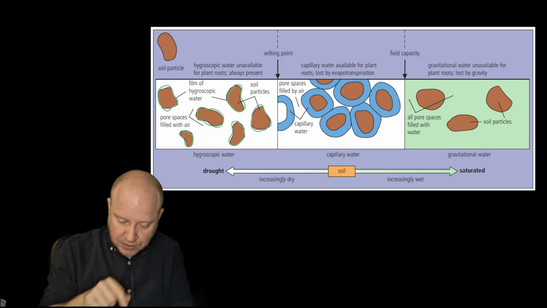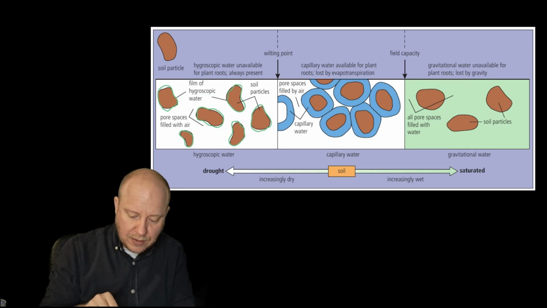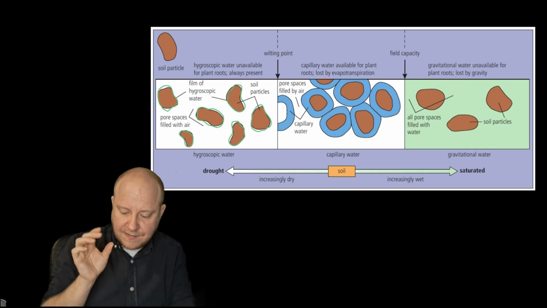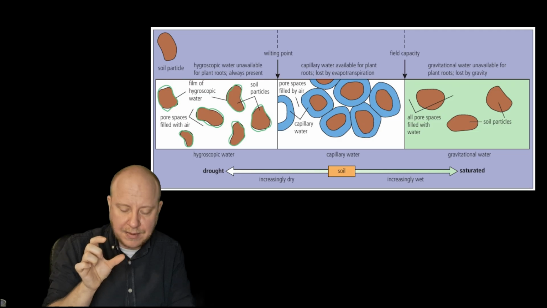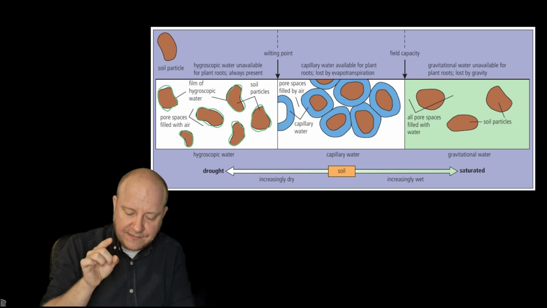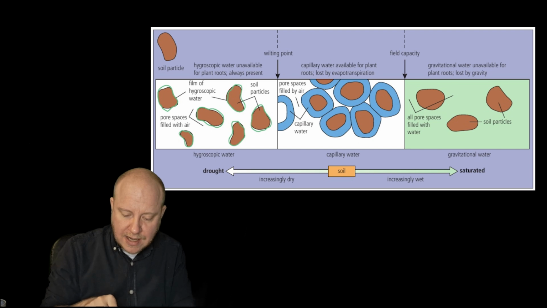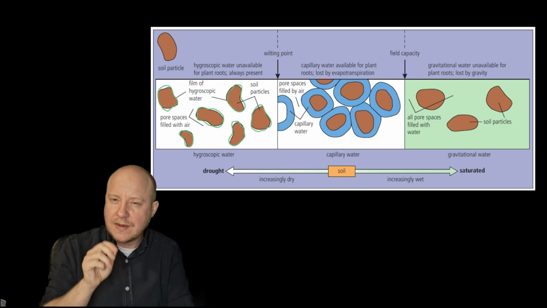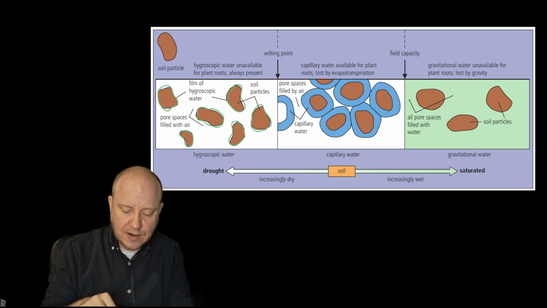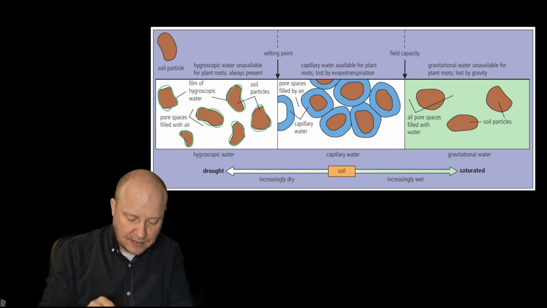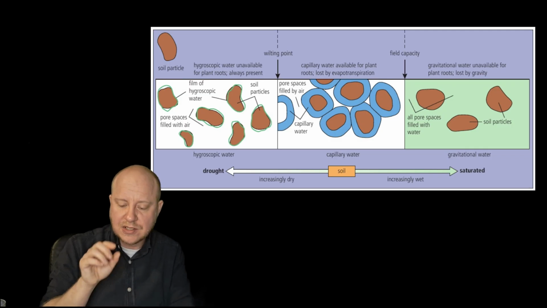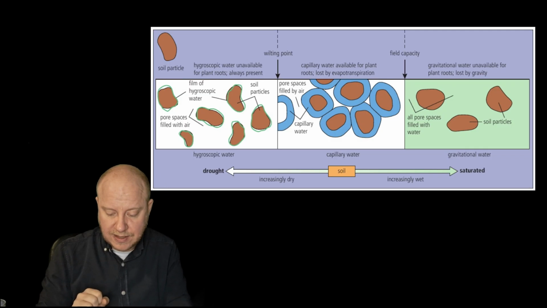But as things get really dry, as we go more toward drought conditions, you have your soil particles, and you don't have this thick layer of capillary water. Instead, you just have this thin film of hygroscopic water. So hygroscopic water is unavailable for plant roots, and it's always present. So you always have this film of water molecules around each soil particle, but the plants can't access it. And then you have pore spaces filled with air, so it's lots of air in between instead.